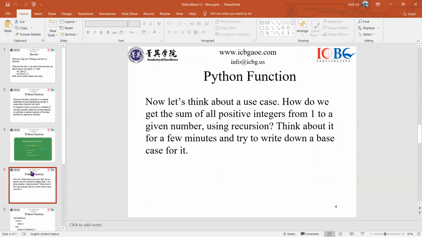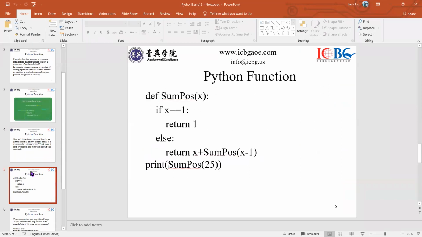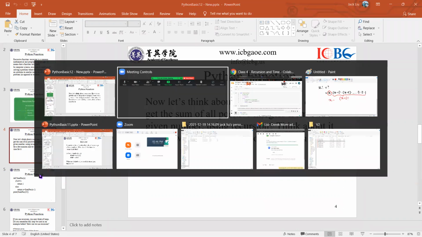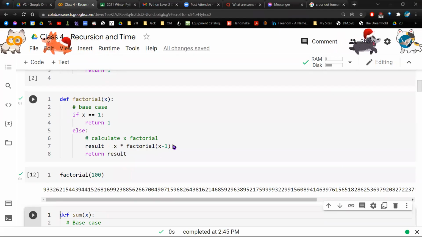Yeah, so in the slides, I have another example of a recursive function. It's very similar to the factorial. This example is coming up with a function that adds up all positive integers from 1 to a given number. So instead of multiplying, which is the factorial, this is just adding it up. And if you imagine, the code is going to look almost identical. The only difference is instead of doing x times factorial x minus 1, you're going to do x plus whatever your function is, x minus 1.